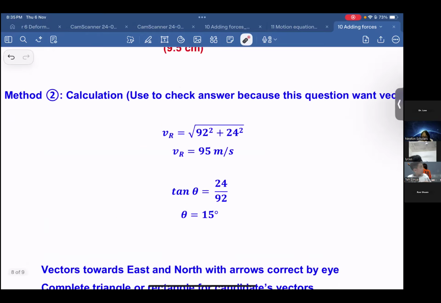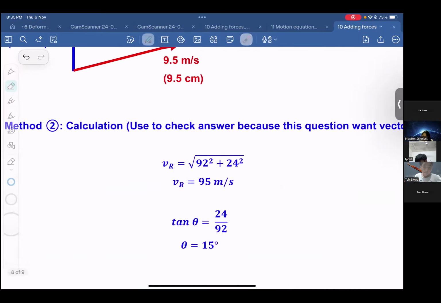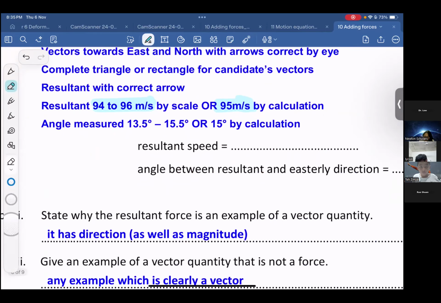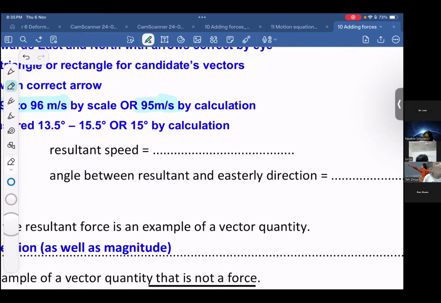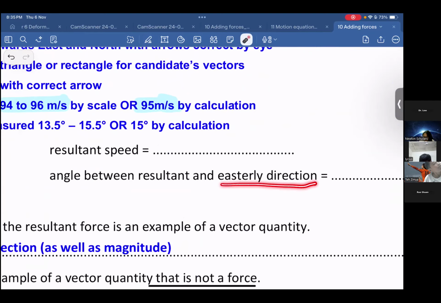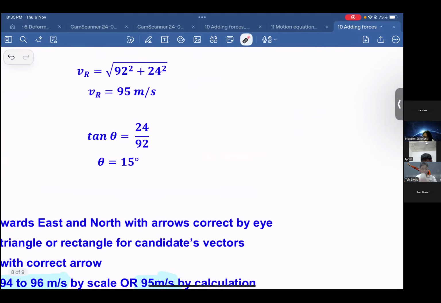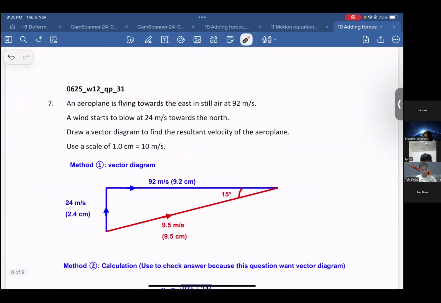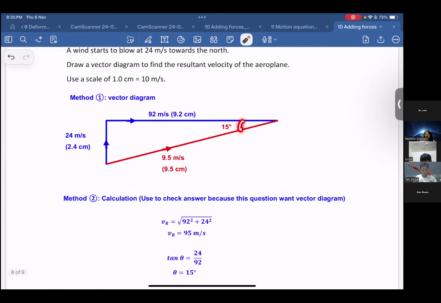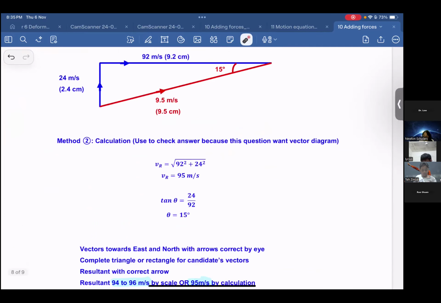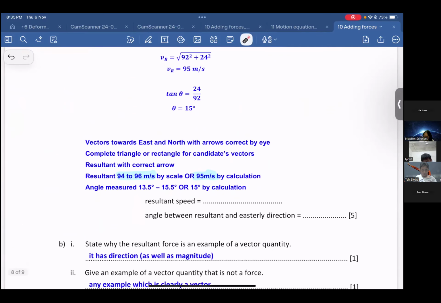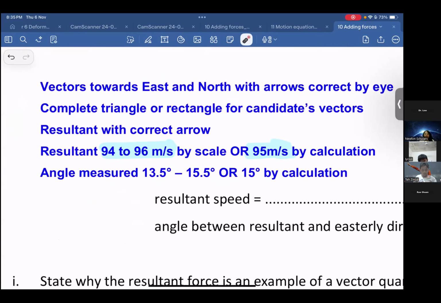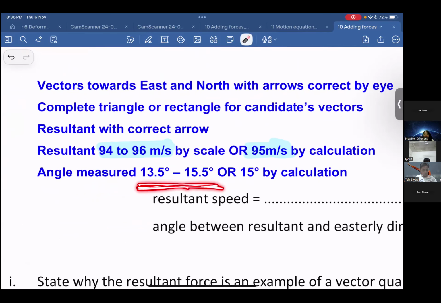Okay, can you measure what the angle is? What angle do they actually want here? The angle between the resultant and the direction east. Where is your east? Okay, this is your east direction. So from the resultant to the east, you measure here. What is your angle? If the angle you measure is within this range, the answer will be accepted. 15 degrees is perfect.